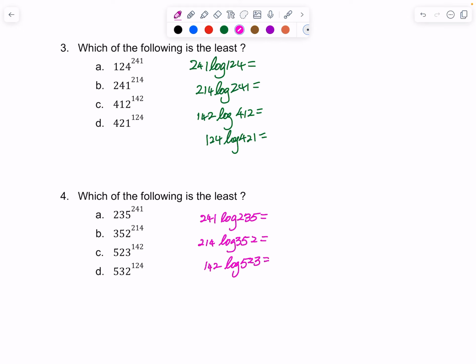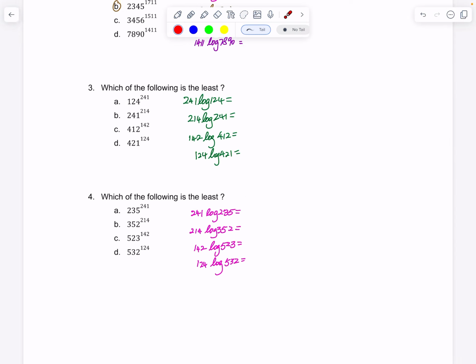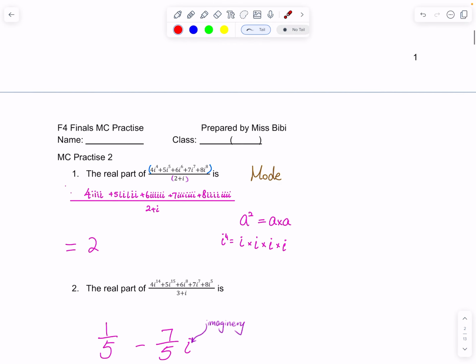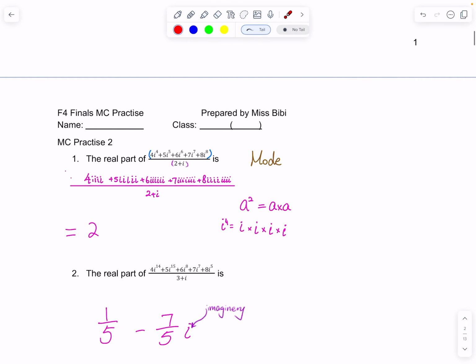So you find all the answers and then compare. Just click directly 241 log 235 in the calculator. You should get some ugly answers and then see which one is the least. Okay, that's how you do this one. At least get this mark correct. Don't get this wrong.